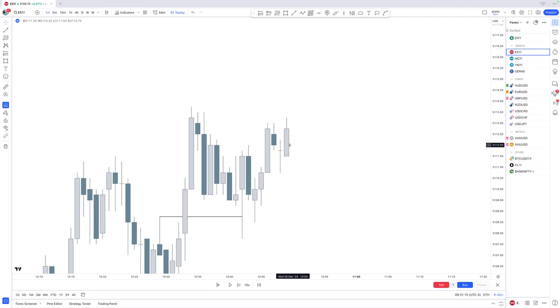So this can, of course, lead to entries, can lead to great risk management, can lead to a lot of different factors, can lead to a whole trading plan. It's also something we're going to go over eventually.